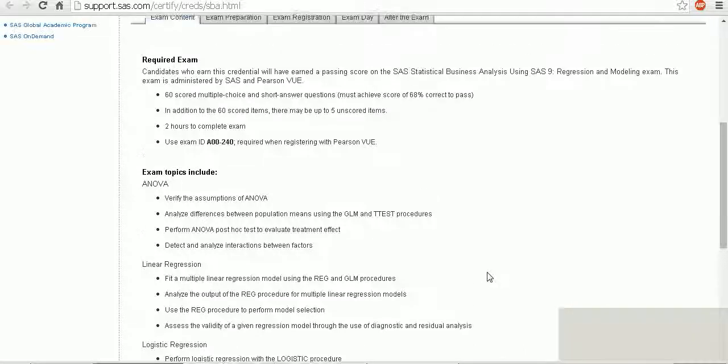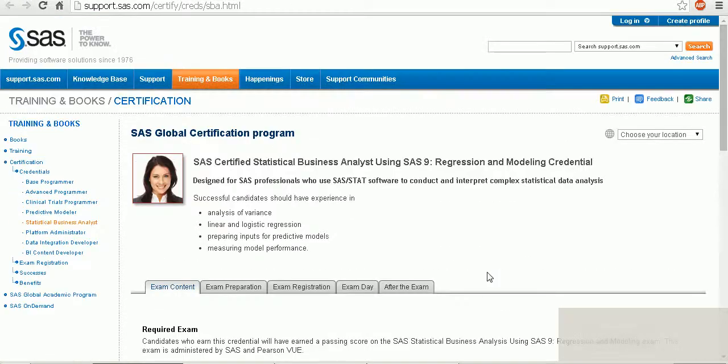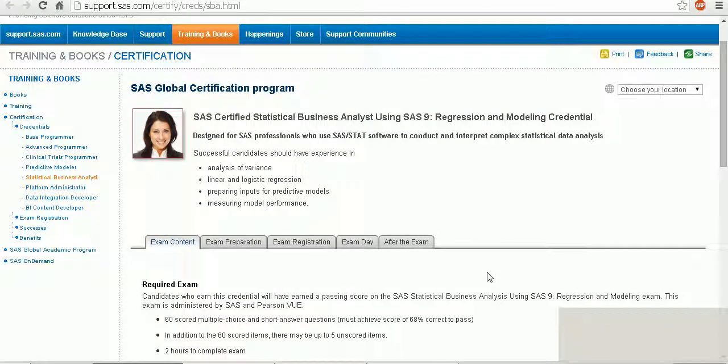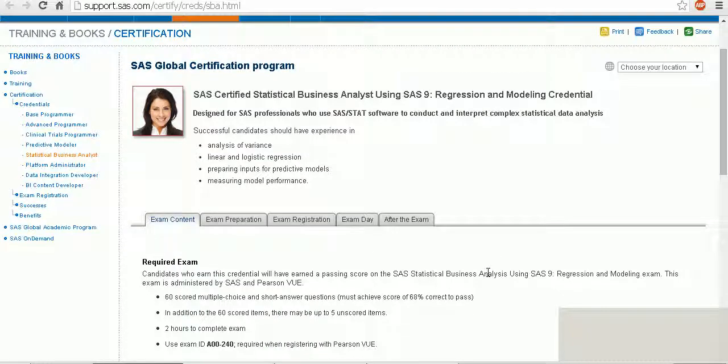Okay, I'm talking about the SAS Business Analyst, a new certification that they have started, which is given on the statistical business analyst certification. Now, if you look closely at this certification, this is the second certification that becomes famous, except the base certification. And this certification talks about analysis of variance, linear and logistic regression, preparing input for predictive model and measuring model performance. So we are looking at four things here.